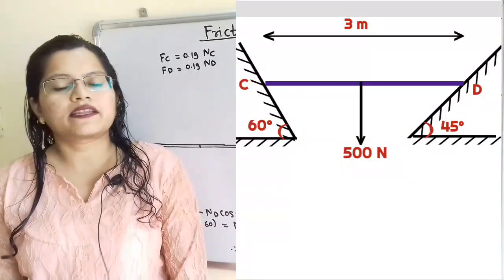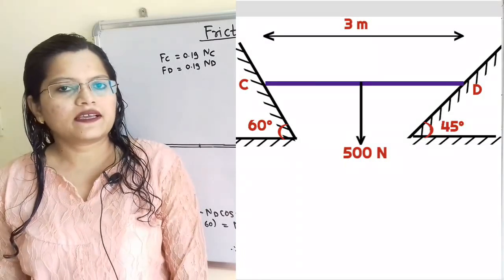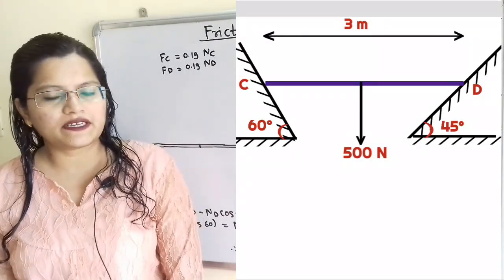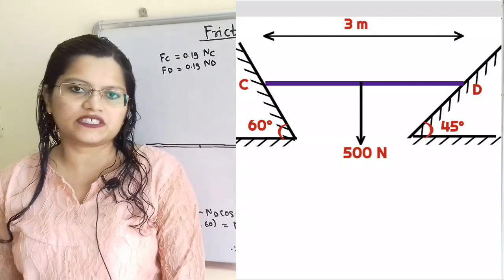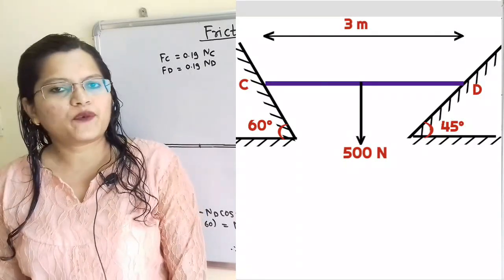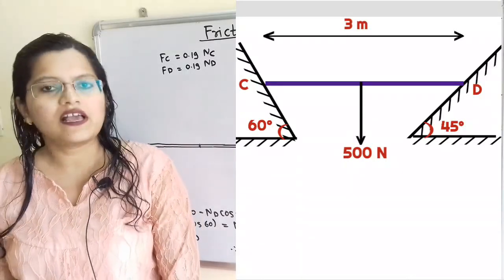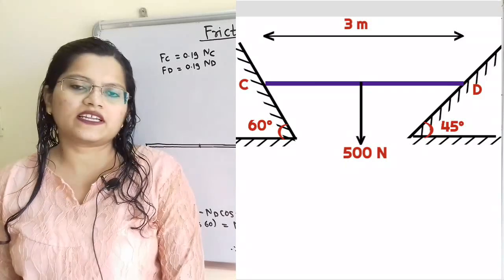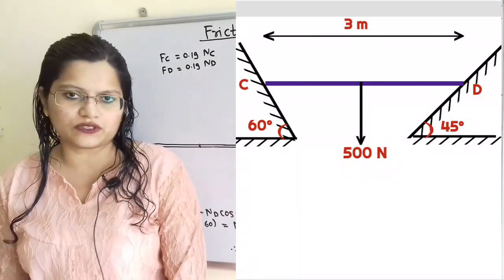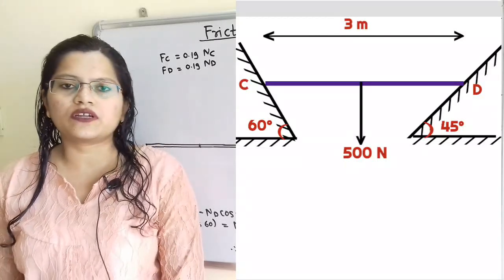Let us understand the given question with the help of the diagram. Bar CD with length 3 meter and weight 500 Newton is given. It is placed on an inclined surface. At point C, the angle of inclination is 60 degree with horizontal, and at point D, the angle of inclination is 45 degree with horizontal. Now we have to place the 600 Newton load.